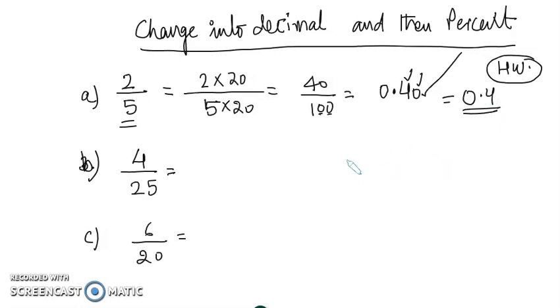I hope it is clear. You can solve these two questions accordingly and send me the answers.